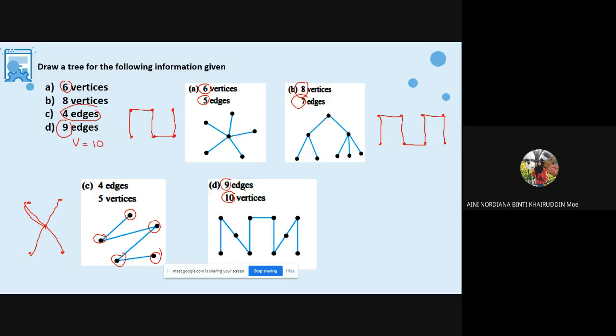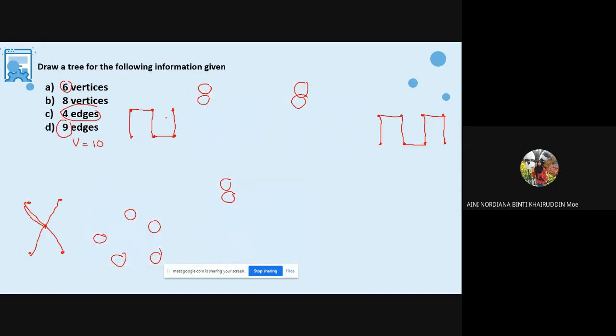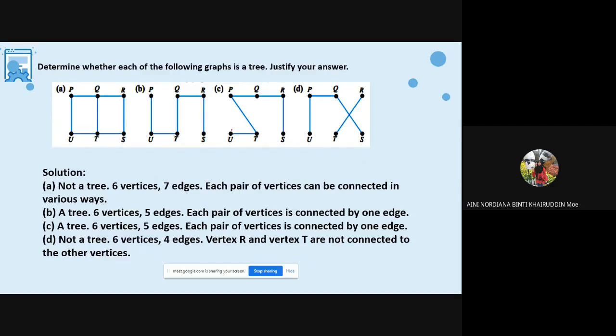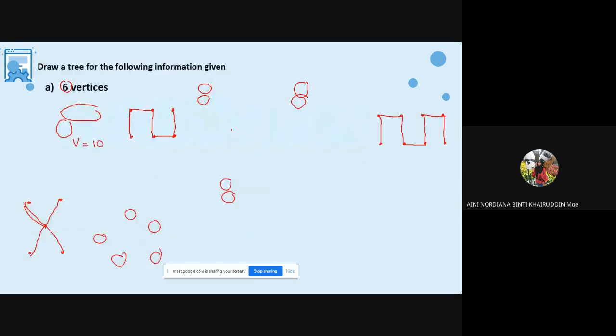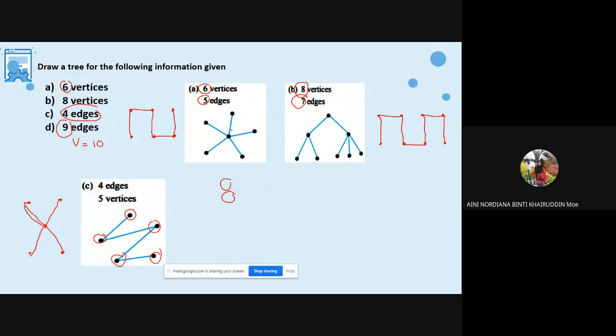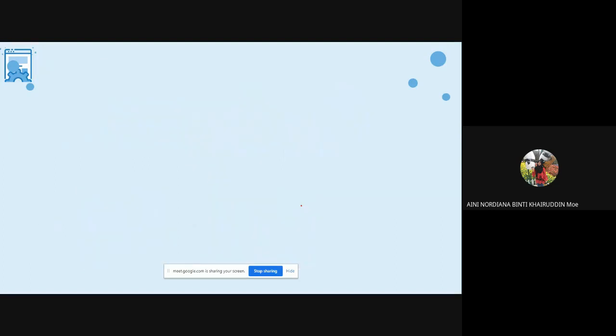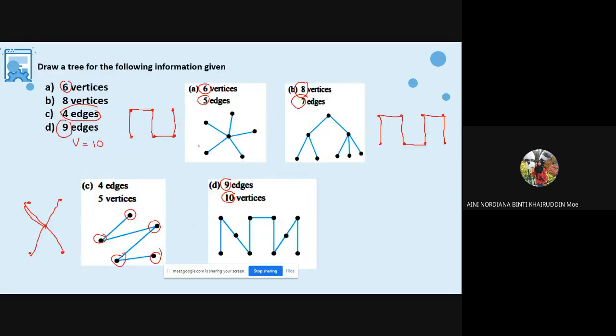vertices and 9 edges. Soalan mungkin dia tanya whether this is free or not. Macam sebelum ni kita buat ni. Yang ni dia tanya macam ni. Mungkin macam ni. Atau soalan mungkin minta you draw. So bila draw ni ada banyak jawapan lah yang diterima. Okay.